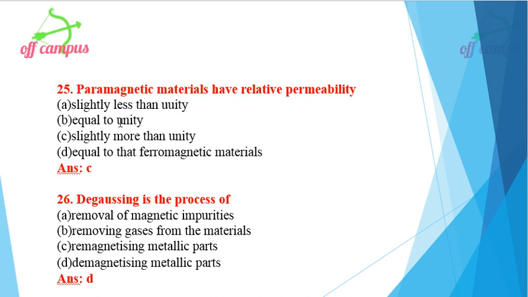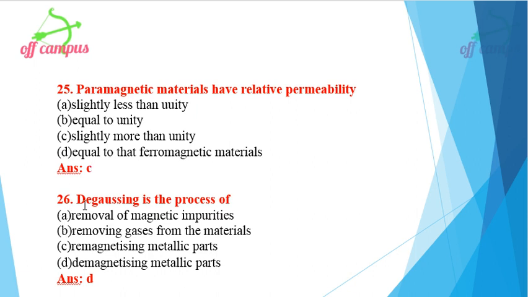Then 25. Paramagnetic materials have relative permeability. How will the relative permeability be for paramagnetic materials? Slightly less than unity, equal to unity, slightly more than unity, equal to that of ferromagnetic material. For paramagnetic material, relative permeability is slightly more than unity. Option C, slightly more than unity, is the right option.